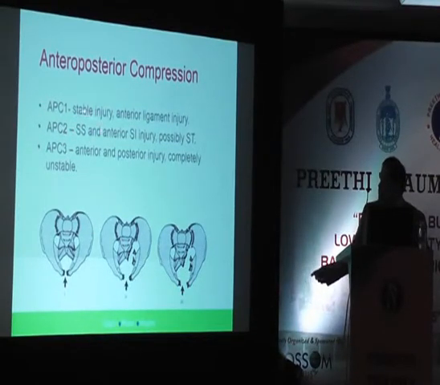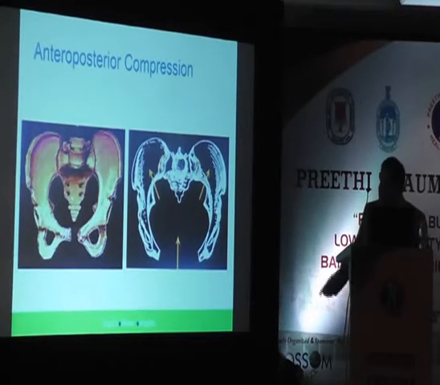APC2, the sacrospinous ligament is torn and the anterior sacroiliac injury is there, and possibly the sacrotuberous is also torn, but the posterior sacroiliac is intact. And the third one, APC3, is where it's completely torn. So we'll see some examples. As we see, the force is from here and the pelvis opens up, and that's when you get major hemodynamic instability.